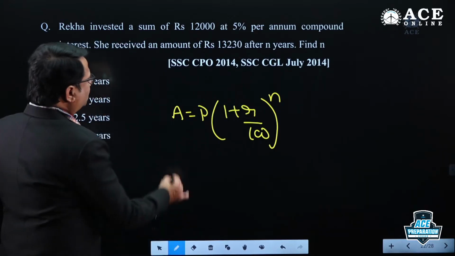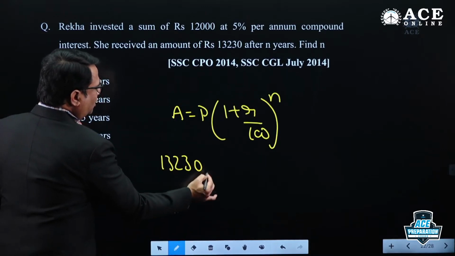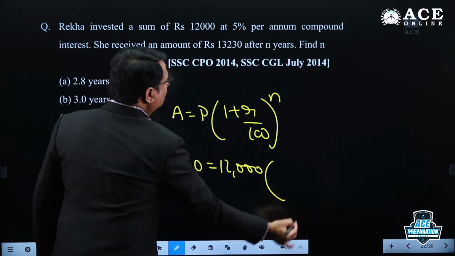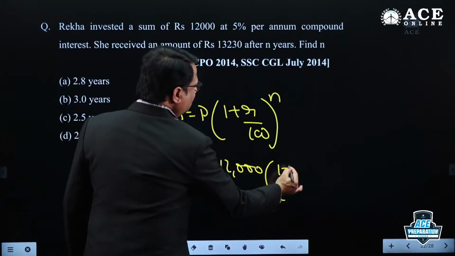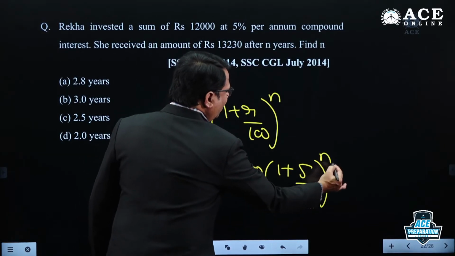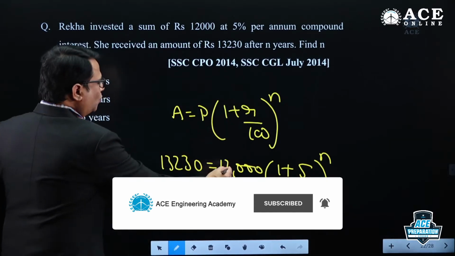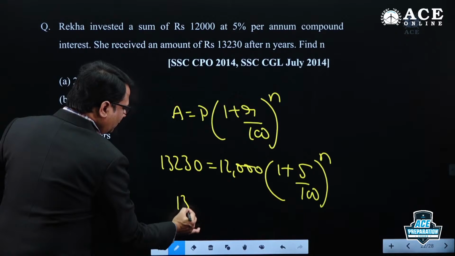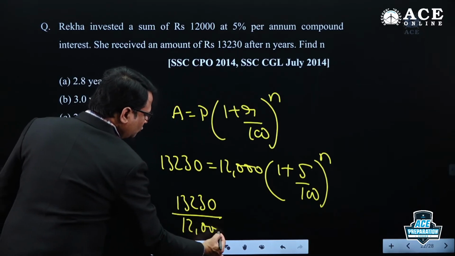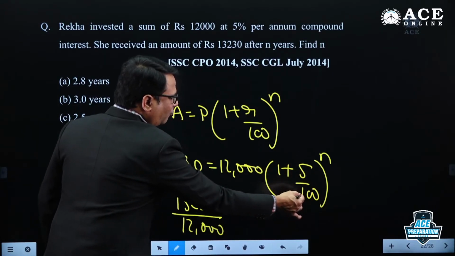Now, amount is how much? 13,230. Principal how much? 12,000. 1 plus rate of interest is 5 by 100 whole to the power of n. What is the number of years? We don't know. So I write n as it is. Now, this 12,000 will come down. So 13,230 by 12,000 equal to 105 by 100. The whole thing in bracket will be 105 by 100.